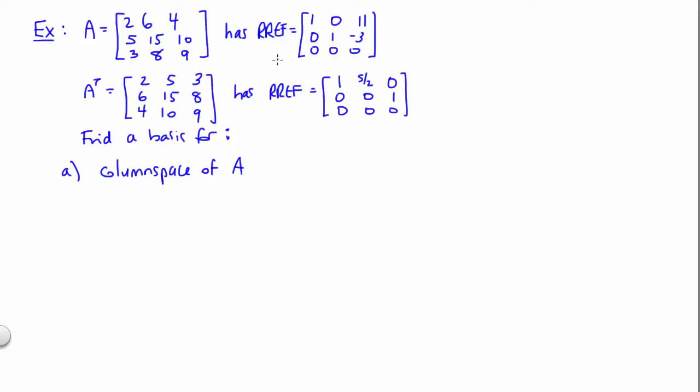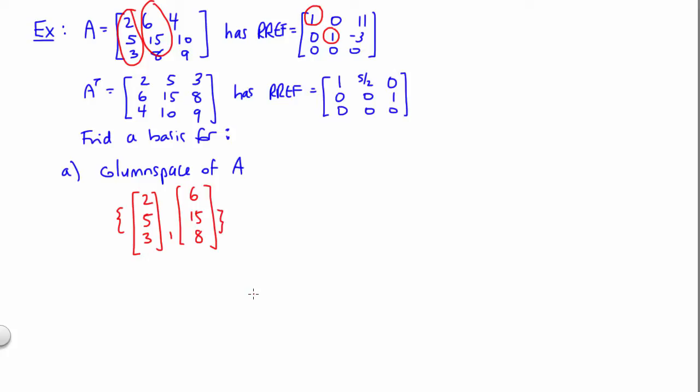Well, let's look back at the RREF of A, and let's circle the leading ones. So we're looking at the leading one in each of the rows there. We've got two leading ones in this matrix. The idea is to use the leading ones of the RREF as a guide for which columns of A to choose. So if the leading ones are in columns 1 and 2, we're going to use columns 1 and 2 of A for our basis. So here's our basis here. Vector 2, 5, 3, and vector 6, 15, 8 form a basis for the column space of A.